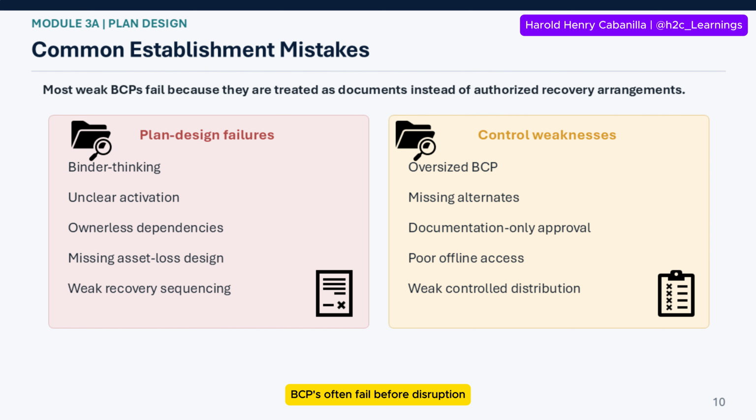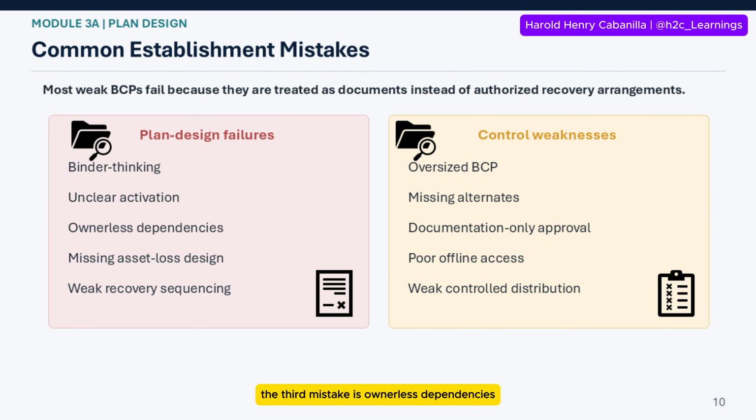BCPs often fail before disruption because they are established incorrectly. The baseline identifies predictable mistakes. The first is binder thinking, treating the BCP as a document instead of an authorized recovery arrangement. A binder can exist without authority, ownership, resources, or usability. The second mistake is unclear activation design. If monitoring, partial activation, full activation, and crisis escalation are not defined, decision-making becomes improvised.